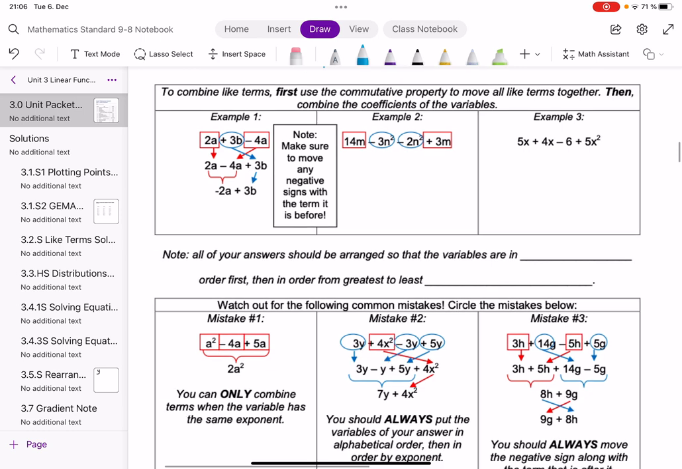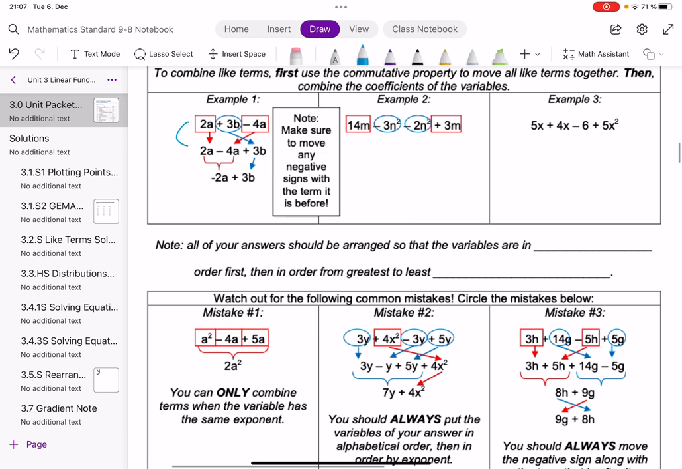Okay, so this section I find looks a little bit confusing. It says to combine like terms, first use the commutative property to move all like terms together, then combine the coefficients of the variables. So you can see in this first example, they put red squares around the terms that have a's in them, and then they've just reordered them. So getting from this first line to the second, they haven't really done anything other than moving the terms around.